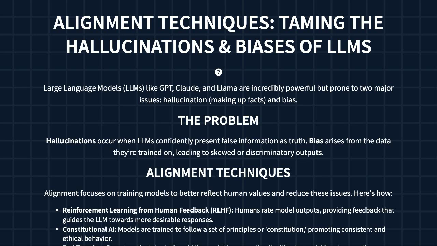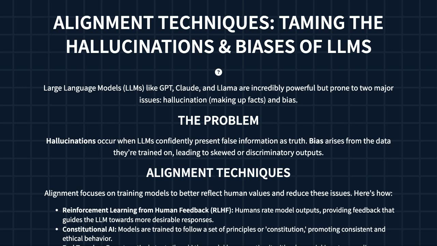We call that hallucination. And because they learn from data, they can unintentionally reflect biases present in that data. The good news is researchers have developed some clever techniques called alignment methods. One popular approach is reinforcement learning from human feedback. Basically, people rate the model's answers, and this feedback helps it learn what a good answer looks like.